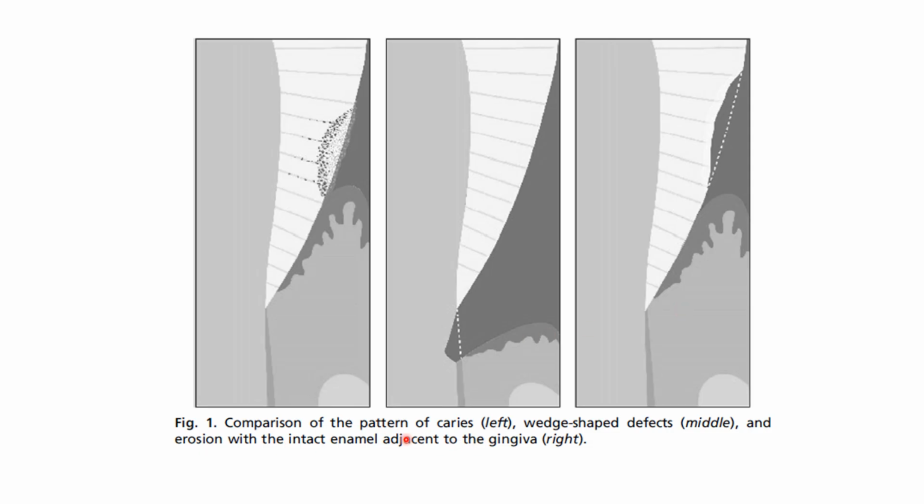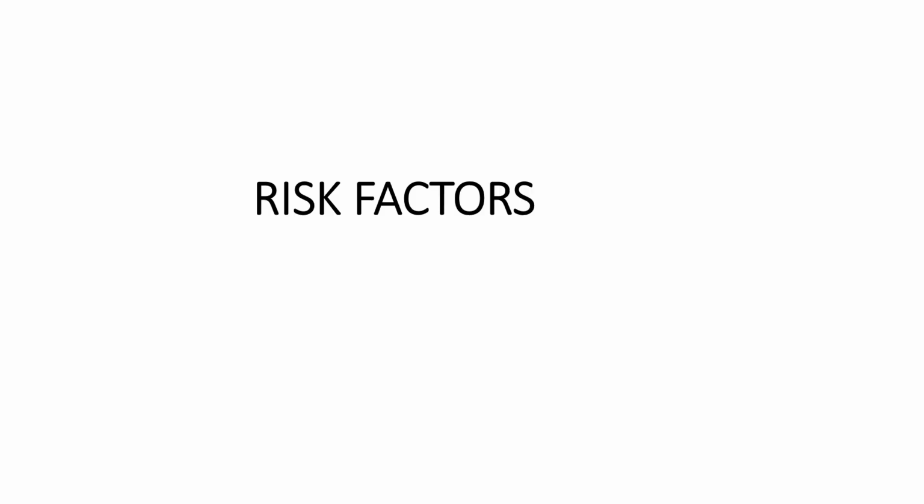Here you can see the pattern of the caries on the left side, and the wedge-shaped defects or the brain cavities in the middle, and the erosion with the intact enamel adjacent to the gingiva. That is very important. Erosion with intact enamel adjacent to the gingiva. There will always be an intact enamel surface adjacent to the gingiva. On the gingival margin, there will be intact enamel surface in case of tooth erosion, whether it is mild, moderate, or advanced stage of the tooth erosion.